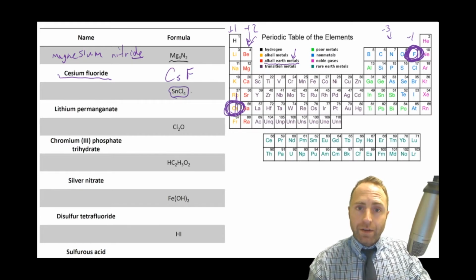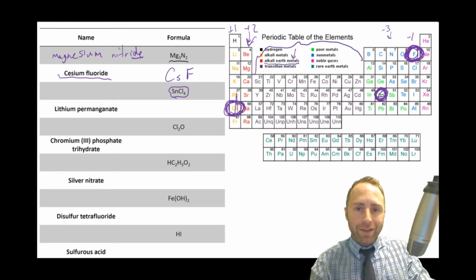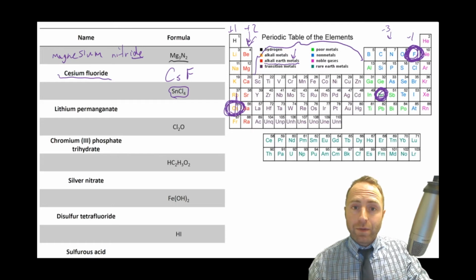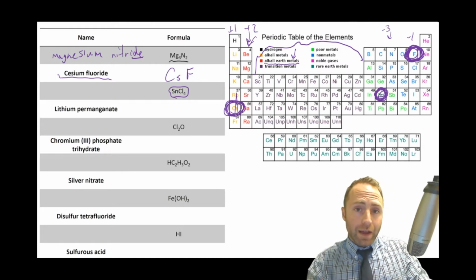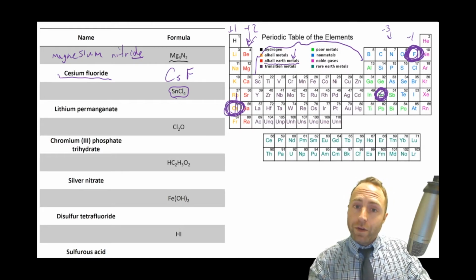Next, tin chloride. Let's find them on the periodic table. Tin, right here. That's part of our metals. It's not really a transition metal. It doesn't fall nicely in that area that I told you to look at, but it's to the left of that staircase. It's a metal. It's got multiple oxidation states. What are we going to need to use? Our Roman numerals. Okay, do we know what the charge of that tin is? No. What do we know the charge of?